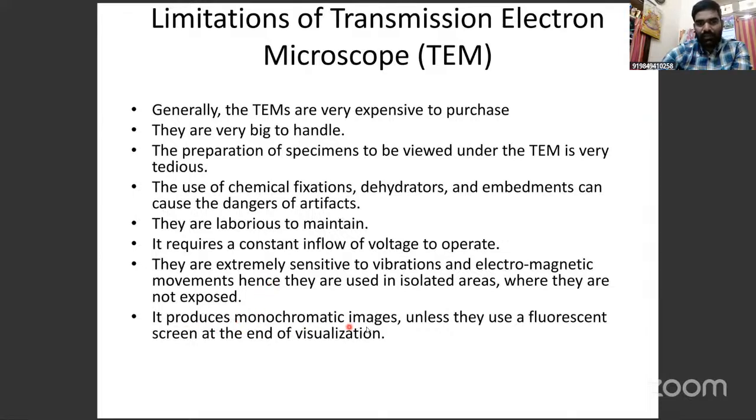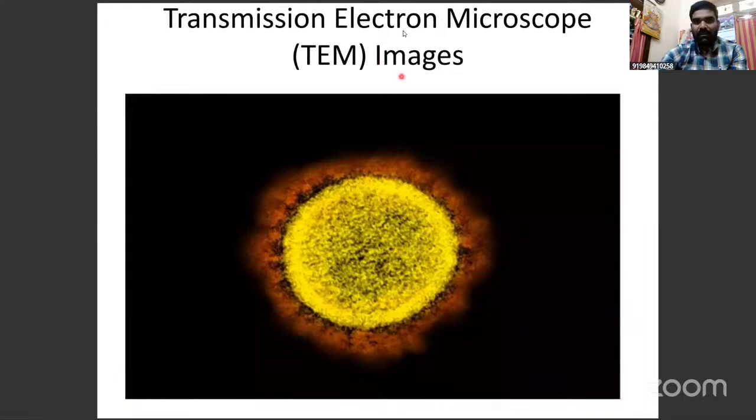It produces monochromatic images unless they use a fluorescent screen at the end of the visualization. It will produce only monochromatic images if we do not keep the fluorescent screen at the end of the visualization. These are the transmission electron microscope images.